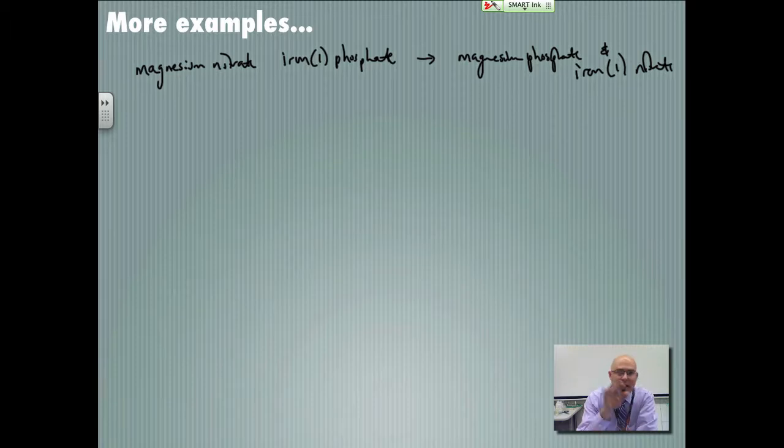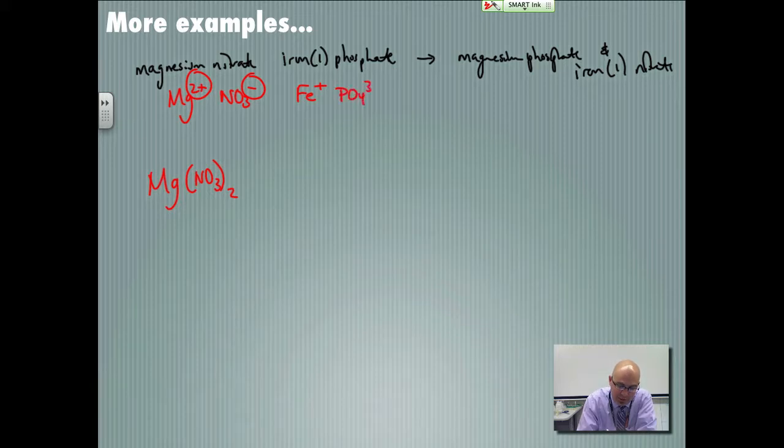So magnesium nitrate. Probably right now some of us need to review the fact that magnesium is a 2+ charge. Nitrate is one of those polyatomics that I should know. Mg with a 2+, nitrate's a 1-, so I need Mg(NO3)2. Okay, iron(I), that means it's a Roman numeral 1. It means it has a 1+ charge. This is a reminder of the transition metals. Phosphate, PO4 with a 3-, so Fe3PO4. I don't need my parentheses because I'm only going to have one of them.